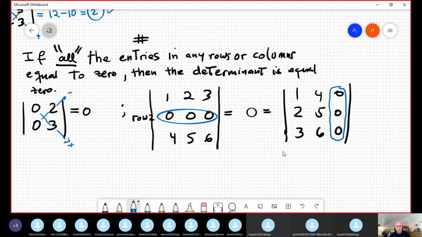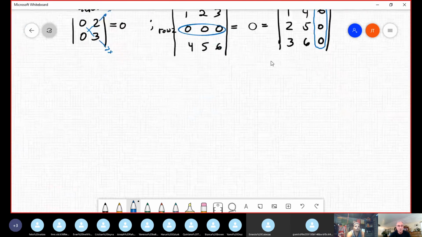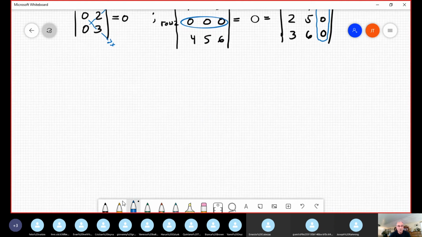Then 0 times cofactor plus 0 times cofactor plus 0 times cofactor, it's obvious. Here, 0 times cofactor plus 0 times cofactor plus 0 times cofactor. But this is elementary. This is using common sense. But just in case I want to refresh your memory, no? Property number 2. Property number 3 is a little bit more complicated.